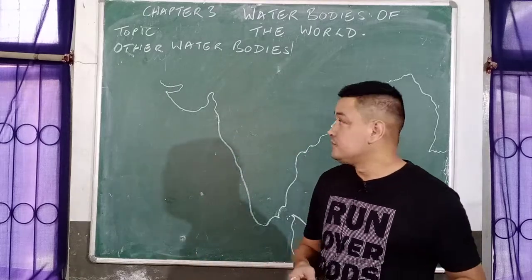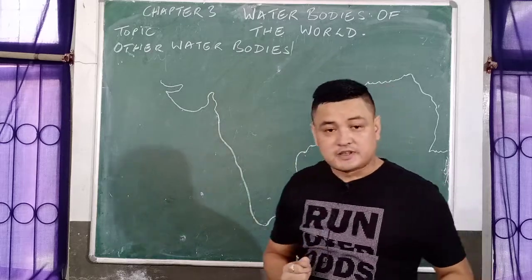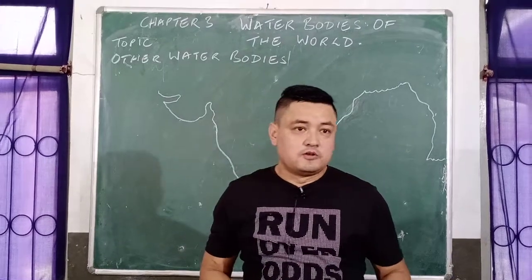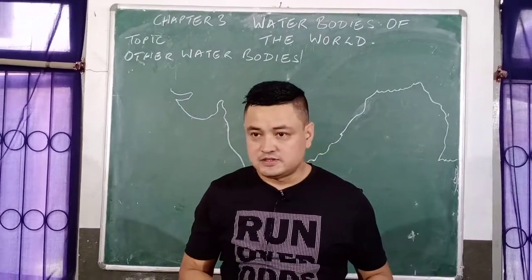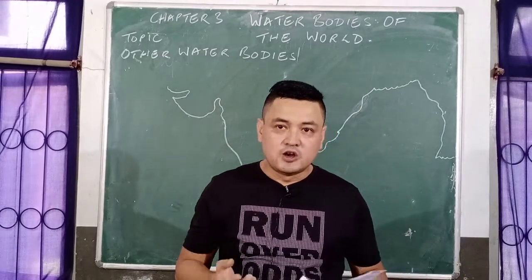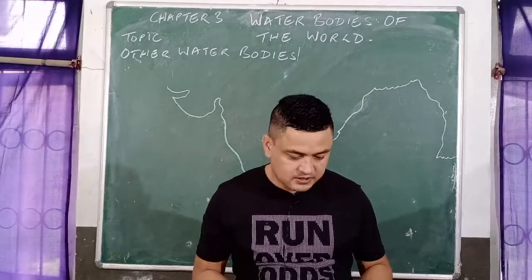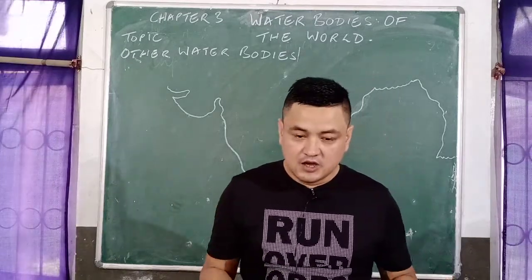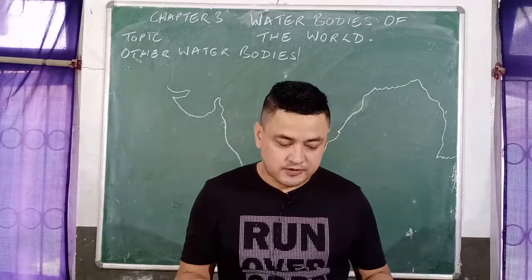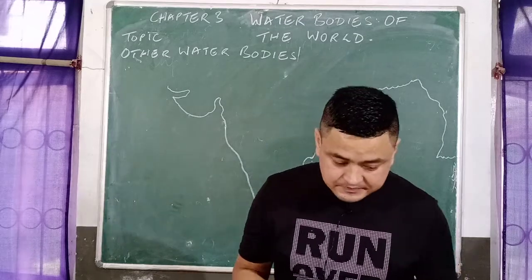Today, I am going to continue with chapter 3, Water Bodies of the World. And today, the topic that I am going to discuss is other water bodies. We have already studied about the oceans, the seas and the rivers. Today we are going to study other small water bodies which surround our landmass. These water bodies are basically Gulf and Bay, isthmus and straits. Now let us study these water bodies in detail.